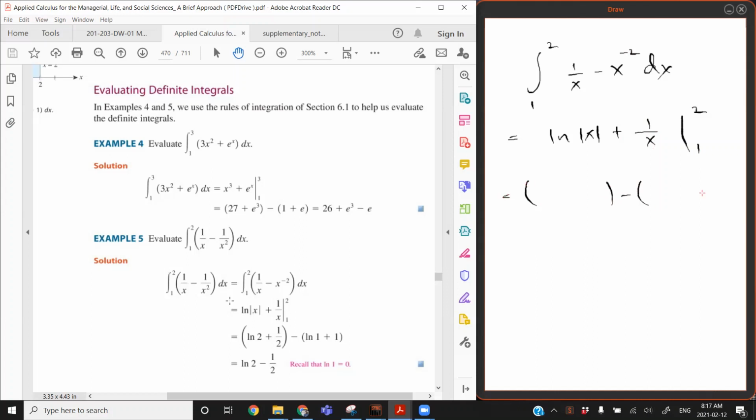Then I need to evaluate this at 2: ln of 2 plus 1 over 2, minus, evaluate that at 1. ln of 1 is simply 0, so the answer is going to be ln of 2 plus 1 half minus 1, which is ln 2 minus 1 half.